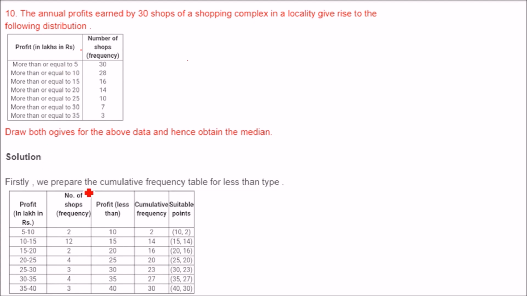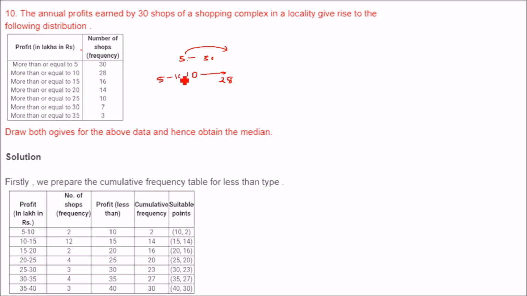So when we say more than or equal to 5, we are talking about a certain number of frequencies. All of these which are higher than 5, that is 30. So when we talk about more than or equal to 10, that is going up from 10 until whatever point we need to reach, and this is 28.